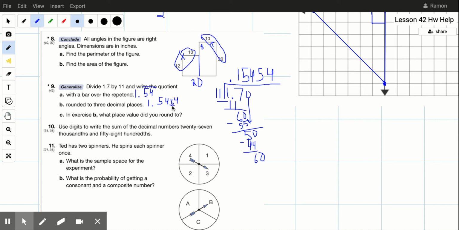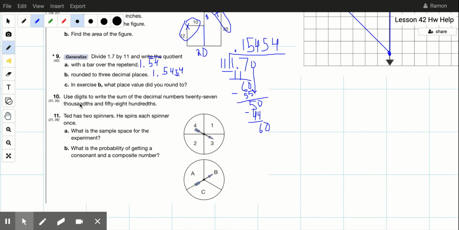In exercise B, what place value did we round to? Well, it was tenths, hundredths, thousandths, because 1,000 has 3 zeros. All right. Letter 10. Use digits to write the sum of the decimal numbers 27 thousandths. So we have, and then thousandths is 3 decimal places. We line it up on the right, 27 thousandths, and 58 hundredths. Hundredths has 2 decimal places. 58 fits that nicely. We add a terminal 0 so that they have the same place value. And then we just add and make sure that our decimals are lined up.